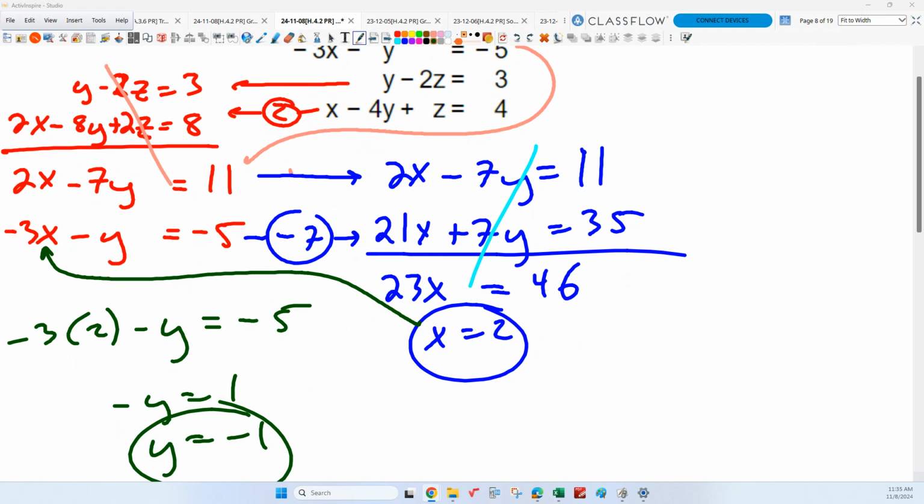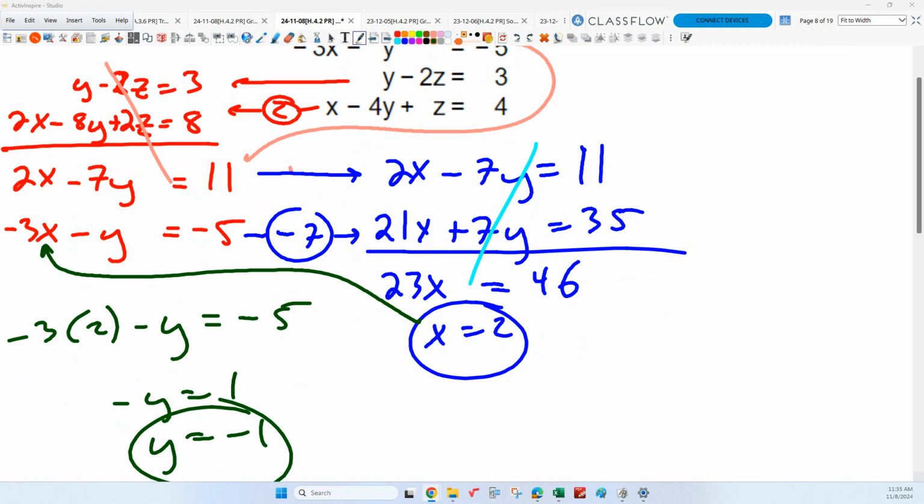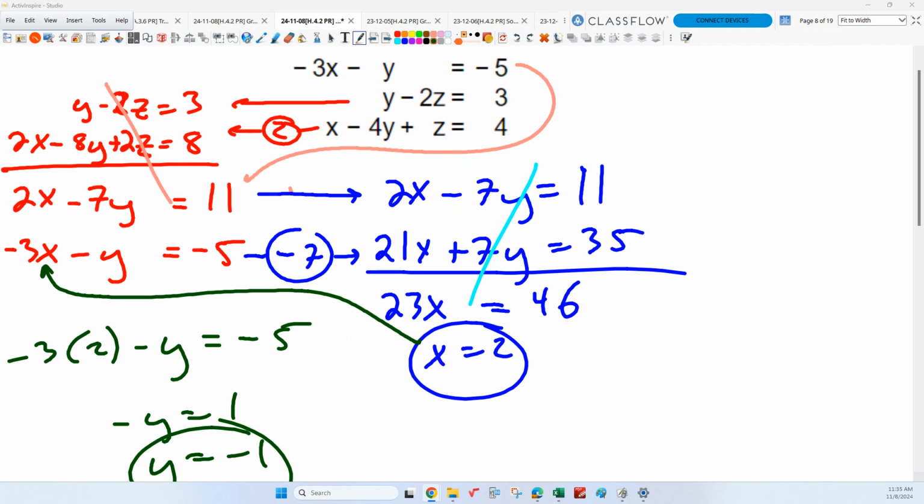And then all I need to do is find z. Which equation should I use? Yeah, the middle one, absolutely. Just use the middle one. We'll use this guy, and we get y minus 2 times z. Oops, you're right, we know y. So negative 1 minus 2z equals 3.